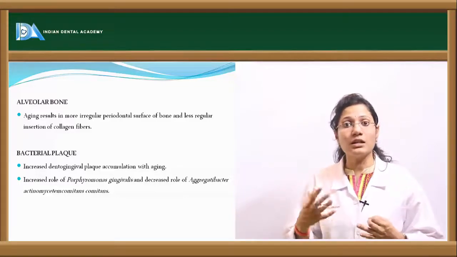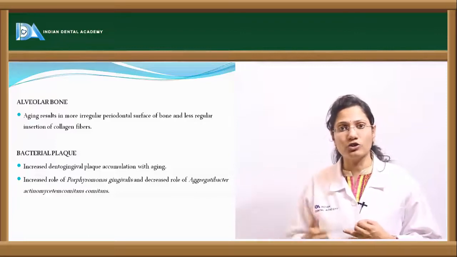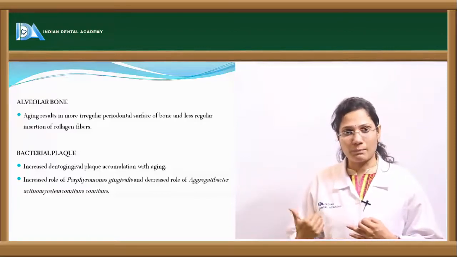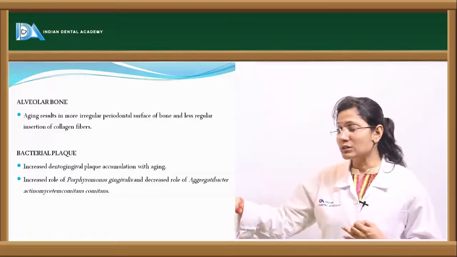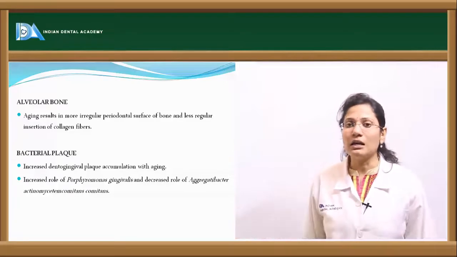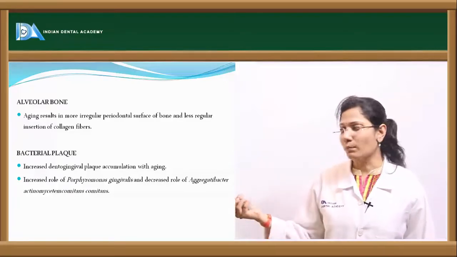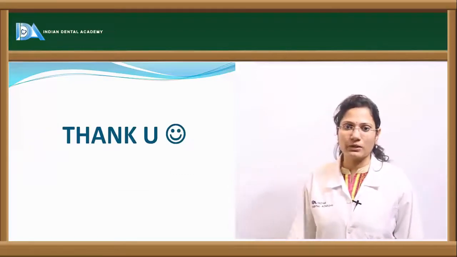And apart from that, it favors more amount of P. gingivalis, which is a key periodontal pathogen. It's a gram-negative anaerobic bacteria, produces endotoxins, and is one of the main causes of periodontal disease. And you see increased amounts of P. gingivalis when compared to Aggregatibacter actinomycetemcomitans. Now this completes your 8 changes with respect to periodontium.